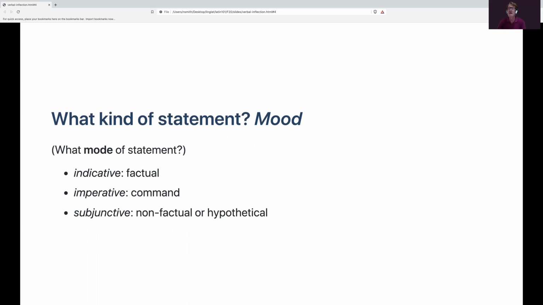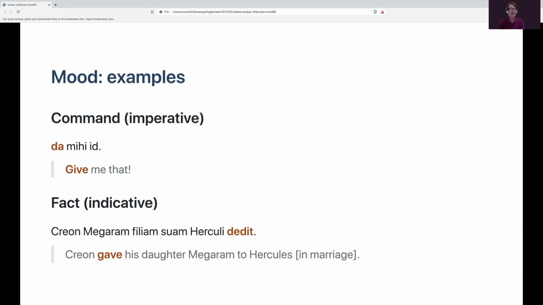Moods that we're going to see include the indicative mood, which indicates that you're making a factual statement, the imperative mood, which means that the statement is a command, and the subjunctive mood, which refers to other kinds of non-factual or hypothetical conditions that we'll look at in detail later in the year. We're going to begin with the indicative mood this week.